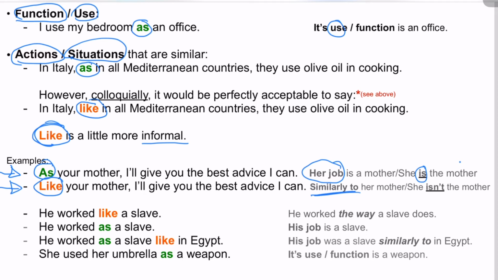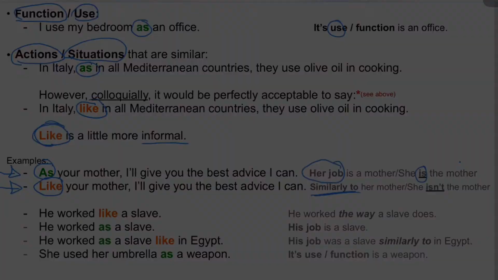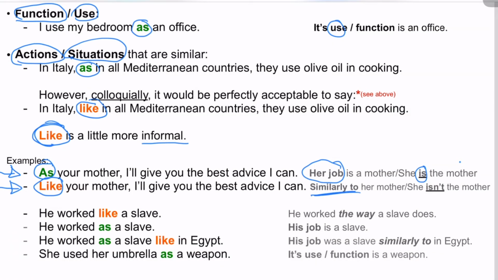So just like your mother would do it, I'll give you the best advice I can. So here it's very important to distinguish if it's as your mother or like your mother. Like is a comparison, whilst as is taking the job of mother because I'm the mother. Similarly, he worked like a slave means he worked the way a slave does. A slave is a person who works for free as his main job, and there were a lot of slaves in Egypt in biblical times, let's say.